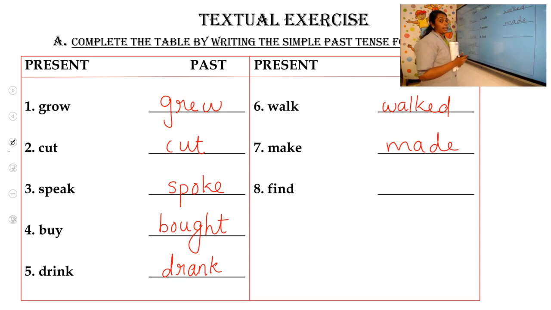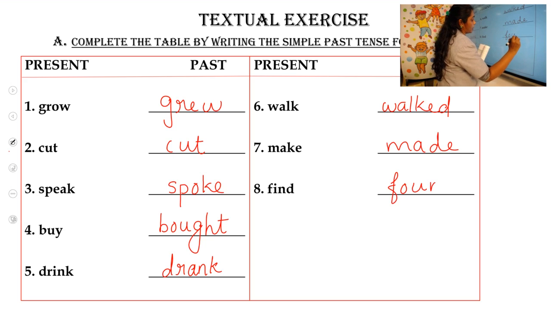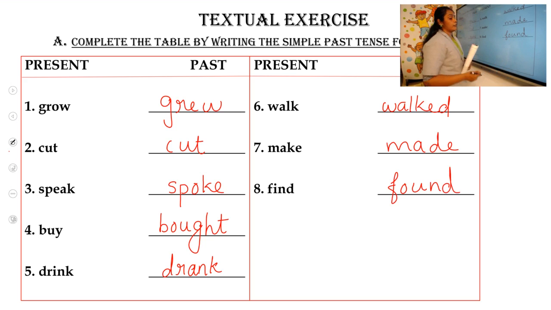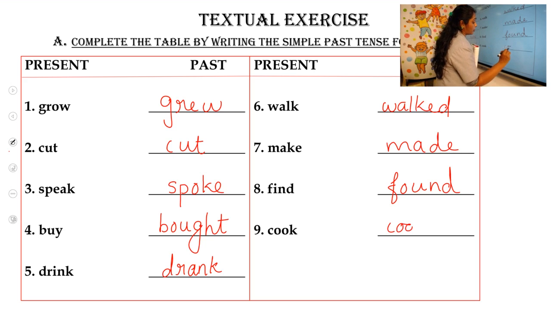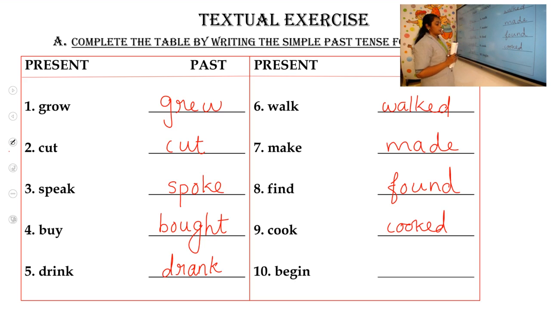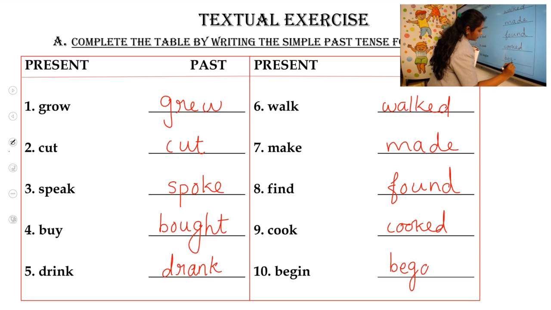And eighth verb, find. The past tense of find is found. F-O-U-N-D, found. And the next verb, cook. What is the past tense? Cooked. C-O-O-K-E-D, cooked. And the last word, begin. The past tense of begin is began.